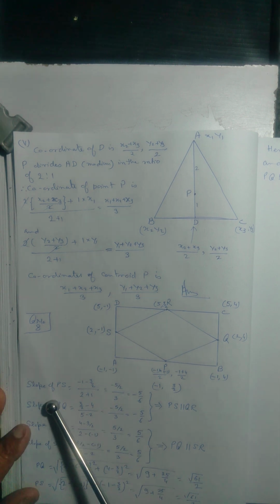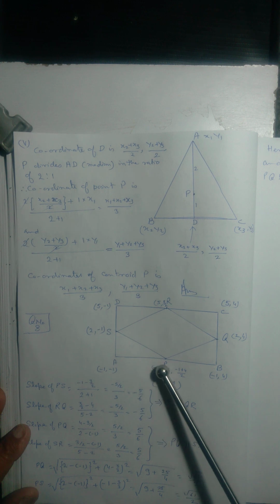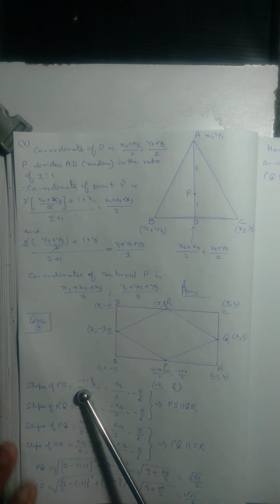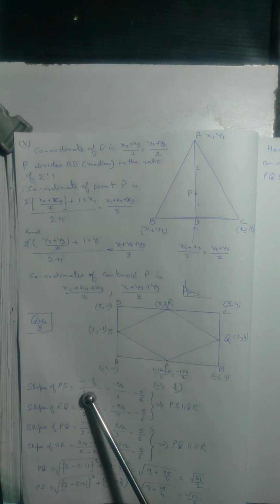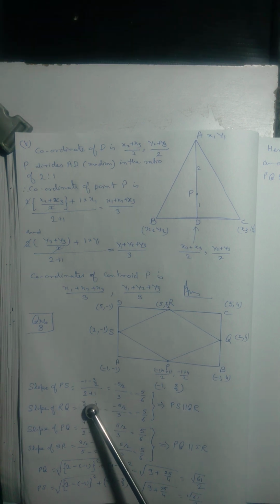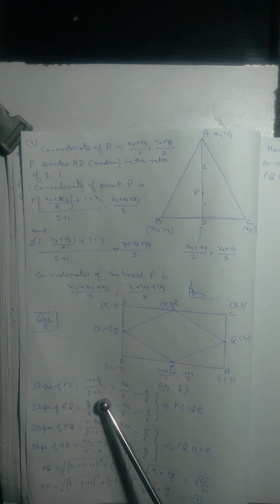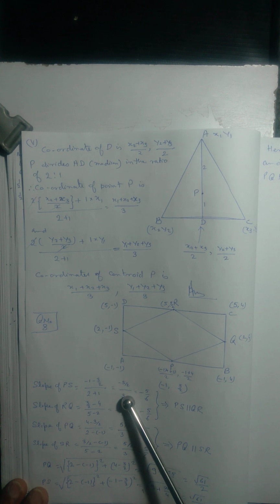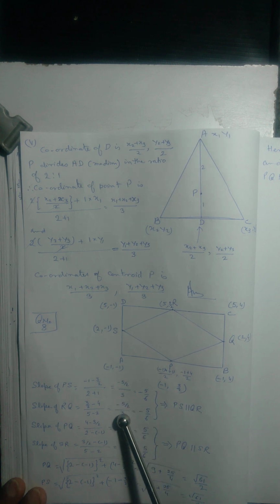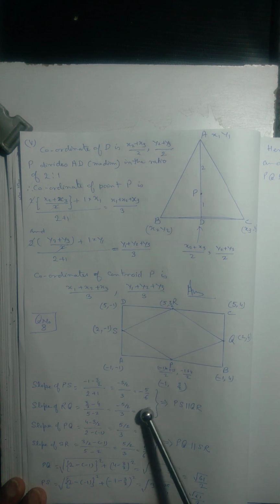So find out the slope of PS. You see, the slope of PS is equal to (y2 minus y1) upon (x2 minus x1). That is (-1 minus 3 by 2) whole upon (2 plus 1). That will be equal to (-2 minus 5 by 2) upon 3. That will be equal to again minus 5 by 6.